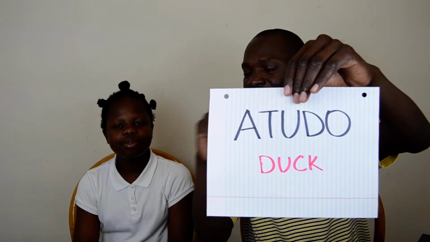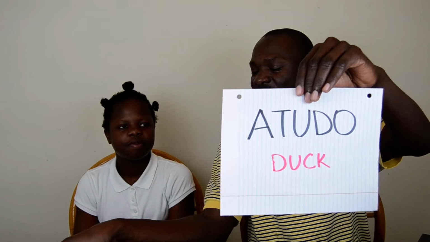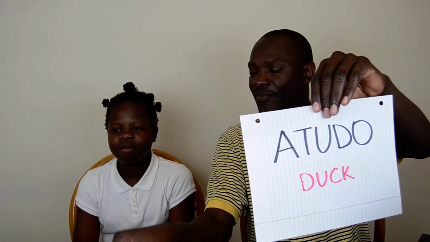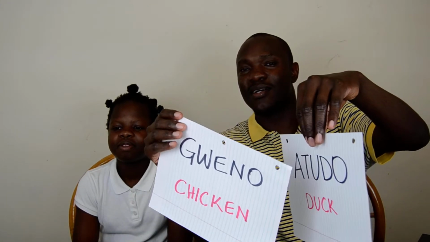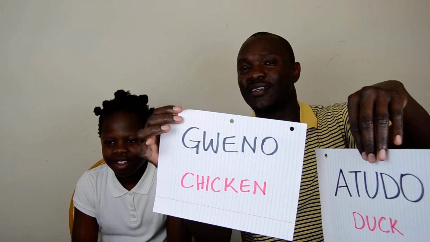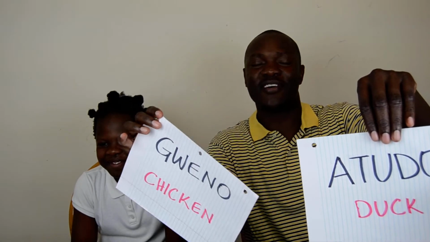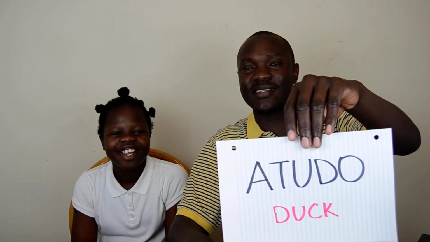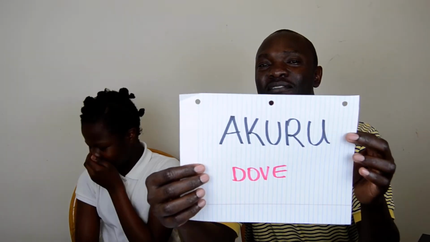Atudo. That's a duck. Now, the child of a chicken is called, and how do you call a child of a chicken? I forgot. I'll look for it. The child of a duck is, I forgot. Akuru. Yes, akuru, dove.